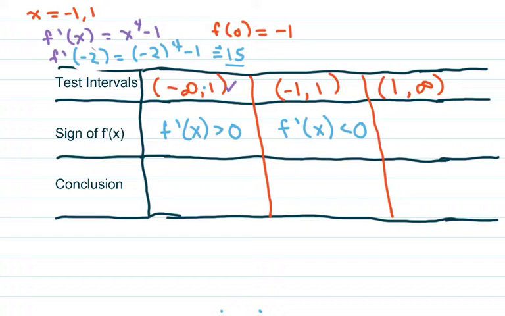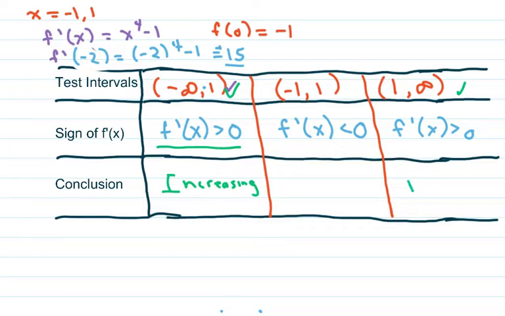And if I plug in 2, clearly that's also going to be positive, because you're just raising it to an even power. Therefore, our intervals that are increasing are these two. So these are our increasing intervals. And this one, since this is negative, is my decreasing. So it's decreasing on this interval, and we've got to do relative minimum and maximum.